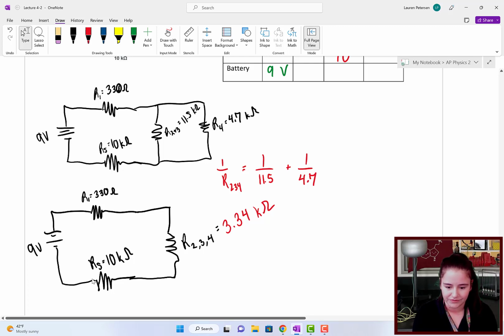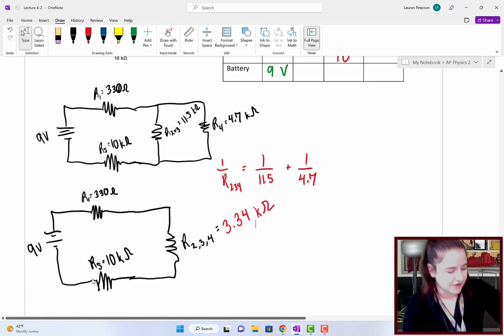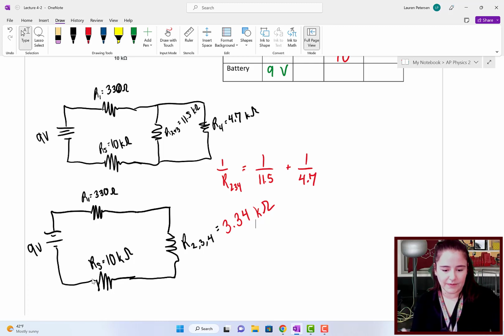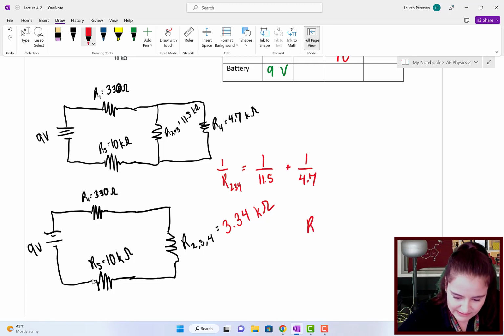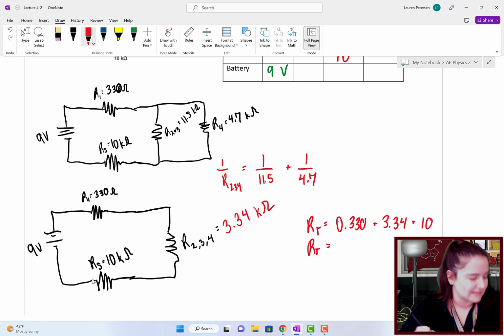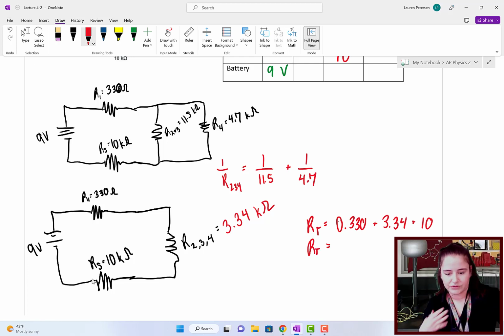Okay, and now if you look at this circuit right here, it is a simple circuit. All we have is 3 resistors in series, which makes it easier for us to solve. So let's go ahead and do that. First, I'm going to find that total resistance. So I have 0.330 plus 3.34 plus 10 for a total resistance. Again, I'm just adding them directly because now they are all in series with each other.